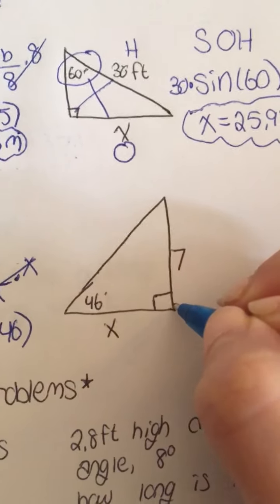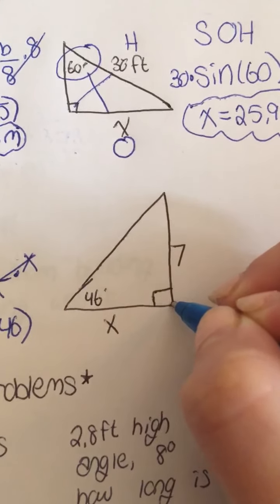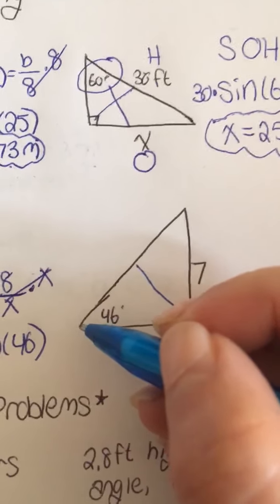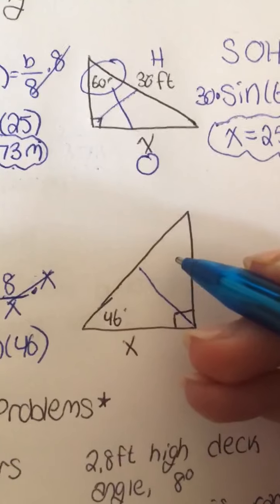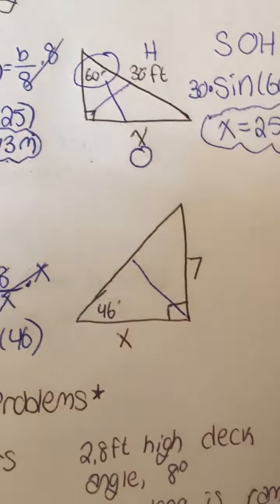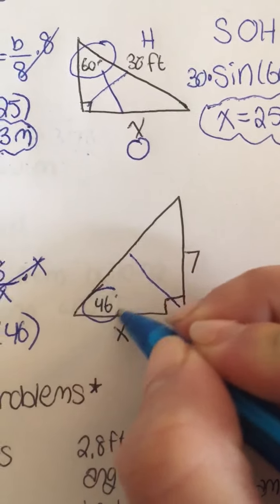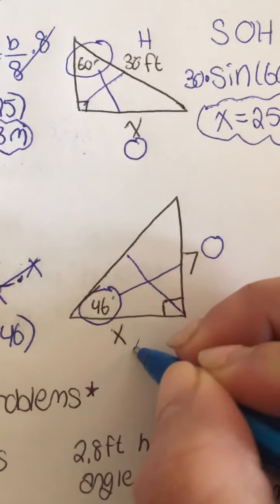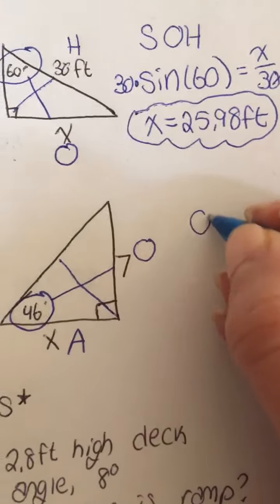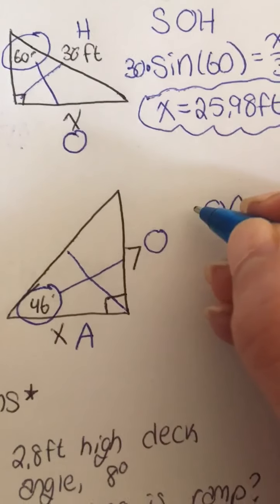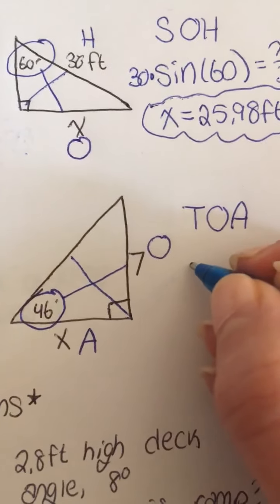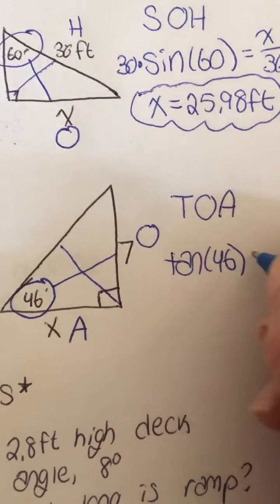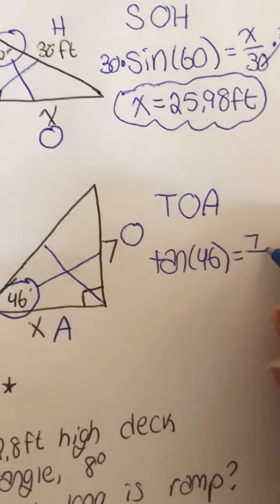Alright, so start by labeling your hypotenuse from the 90. Across from it would be h, but see how there's nothing there? You don't even want to use h in this problem, so don't confuse yourself, you don't have to write it. Circle your angle. Right across from it is O, and then the other side is A. So now we have O and A, meaning we're using TOA, which stands for tangent. So tangent of 46 equals 7 over x.